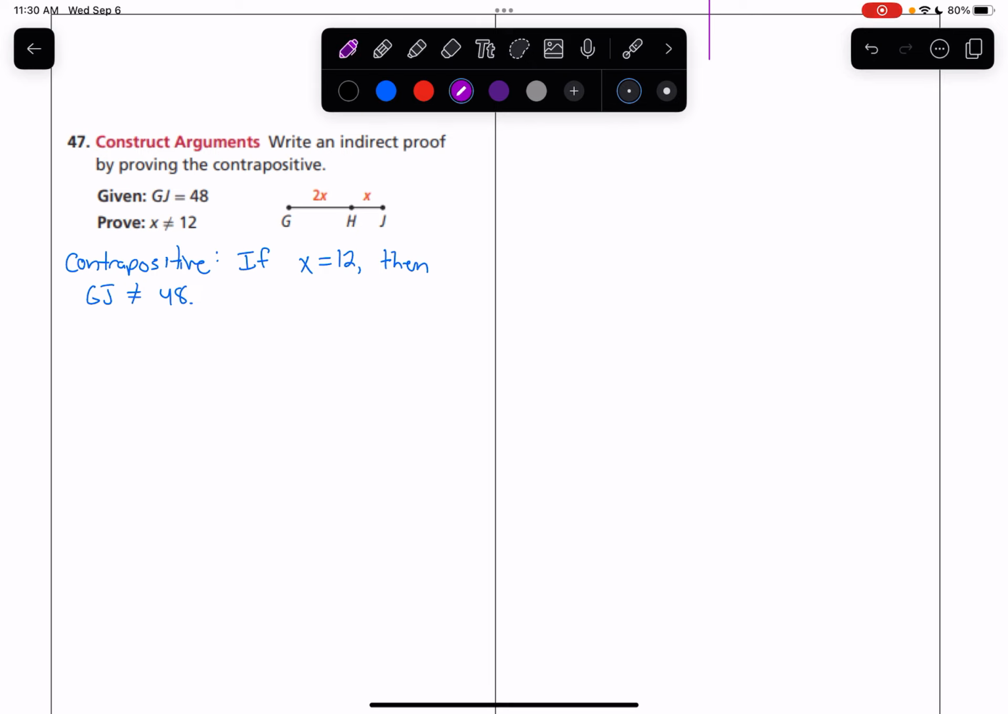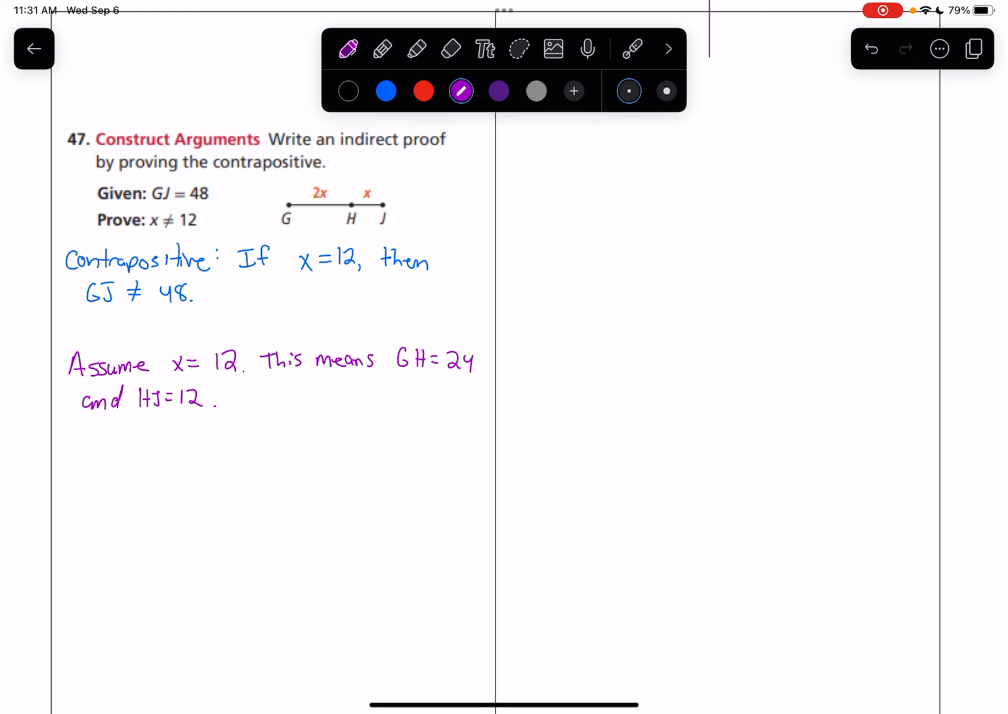So to start our proof by contrapositive, we assume the negation of the conclusion. So assume x is equal to 12. Then we have to show that if x is equal to 12, GJ is not equal to 48. So we'll assume x is equal to 12, which means GH equals 2 times that, or 24. So this means GH equals 24, and HJ is just x, so HJ equals 12.